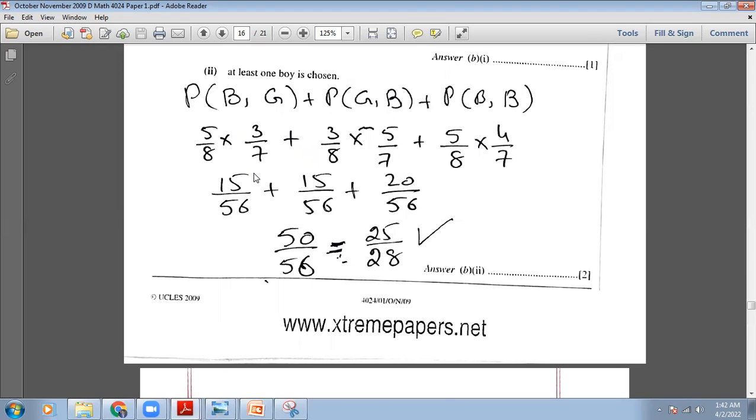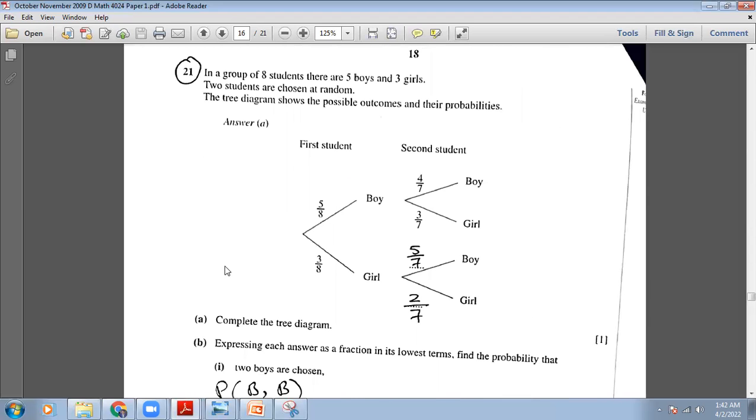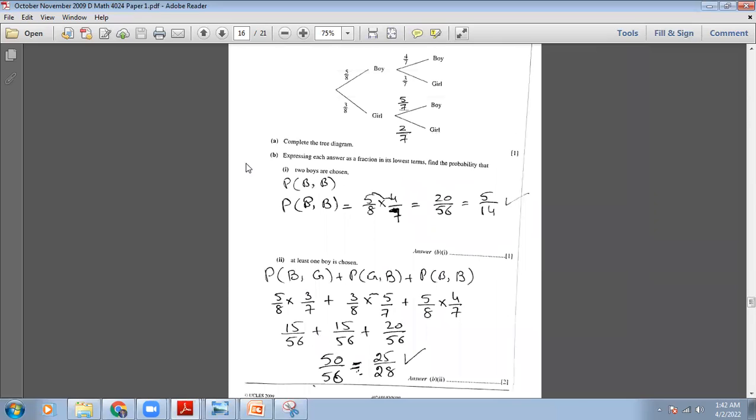So the probability of boy comma girl plus the probability of girl comma boy plus the probability of boy comma boy. So you will have 5 by 8 multiply 3 by 7 plus 3 by 8 multiply 5 by 7 plus 5 by 8 multiply 4 by 7. I'm giving this answer from this tree diagram. So let me show you. So you will have 15 by 56 plus 15 by 56 plus 20 by 56. So it will be 50 divided by 56 and cancel it with the 2. So you will have 25 divided by 28.